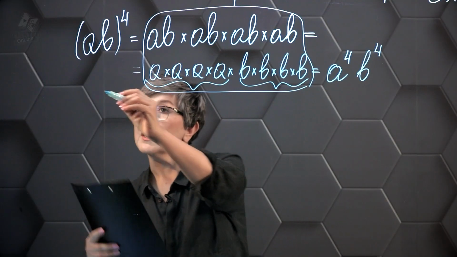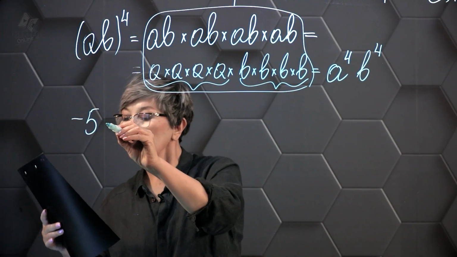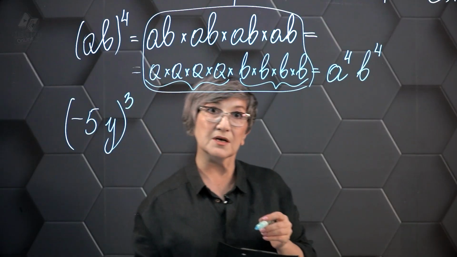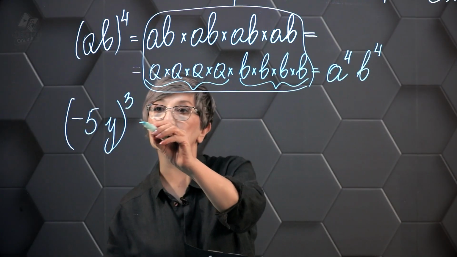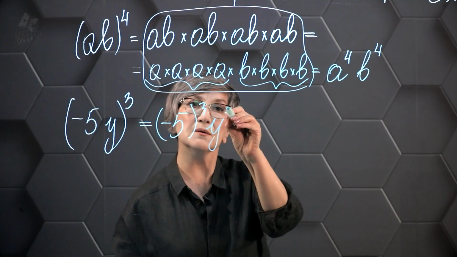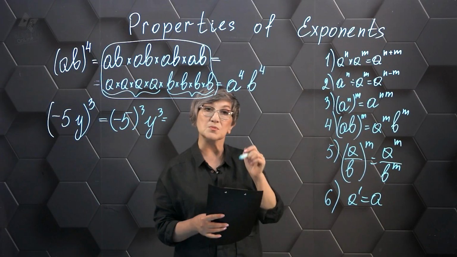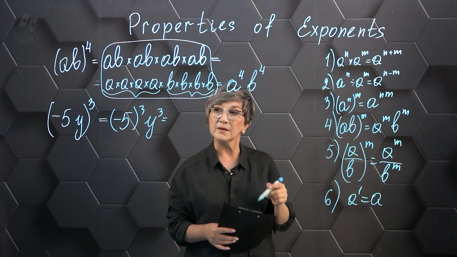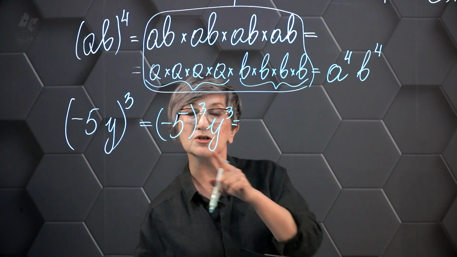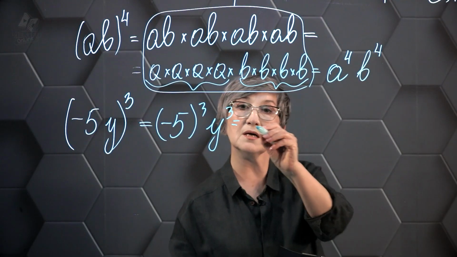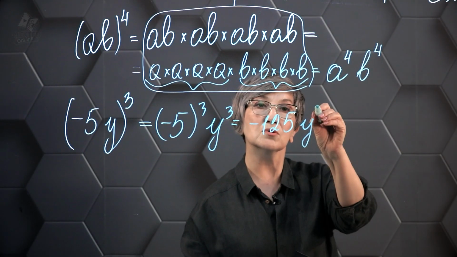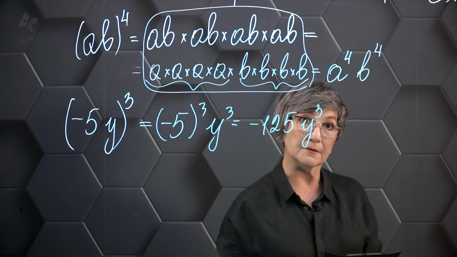The following example. If we need (-5y) to the 3rd power, then to do that we can write (-5) to the degree of 3 and y to the degree of 3, immediately using our property, the product property. And then if I calculate the value of (-5) to the degree of 3, it's the number -125. The result is -125y to the power of 3.